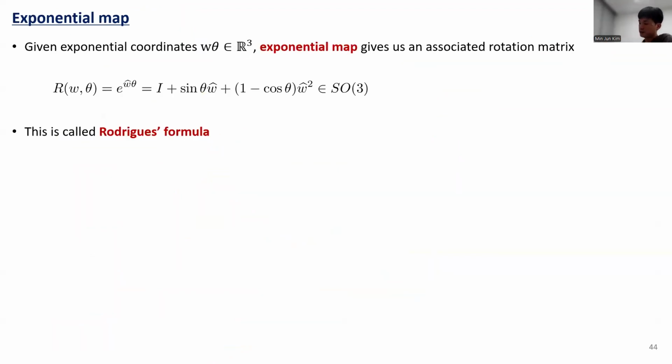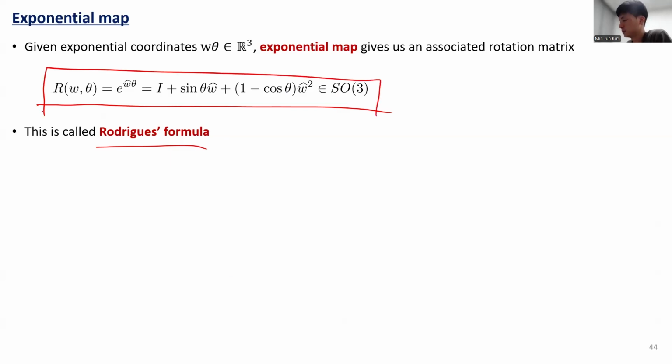And this formula is very popular, so it even has a name. It's called the Rodrigues formula. And this formula is sometimes called the exponential map.